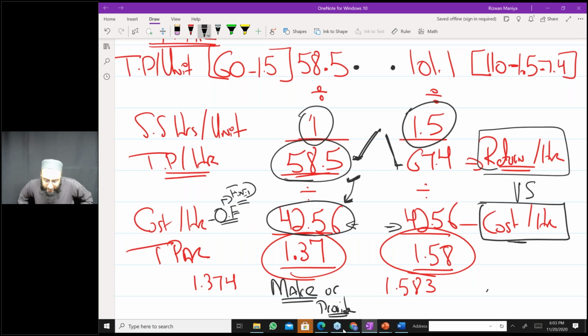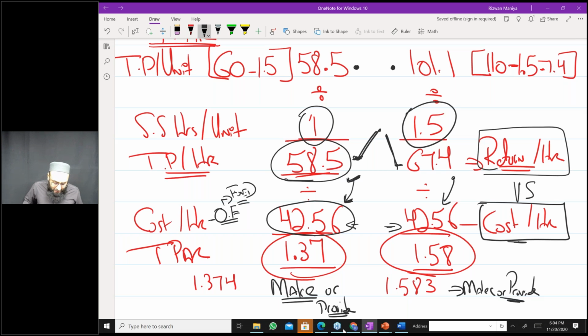In case of B, the return per hour is 67.4, whereas the cost is 42.56. So is treatment return covering the cost? The answer is yes, because the answer is more than 1. So in this case as well, we'll say make or provide the service. So the decision rule is simple. When the answer is more than 1, this means that return per hour is more than the cost per hour. So if return is more than the cost per hour, then yes, you should make. If return is less than the cost per hour, so it's very simple, it should not be made.